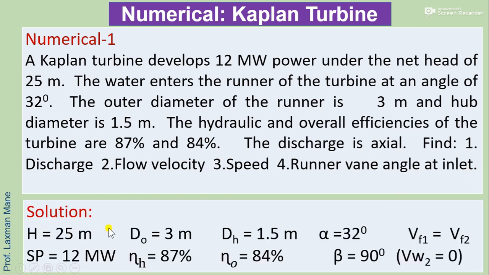So we can summarize the data: head, runner outer diameter, hub diameter, inlet angle, absolute velocity angle, that is alpha, flow velocities are constant, shaft power in megawatt, that we take in watt further while doing the calculation, hydraulic efficiency, overall efficiency and Vw2 is 0 for axial discharge.